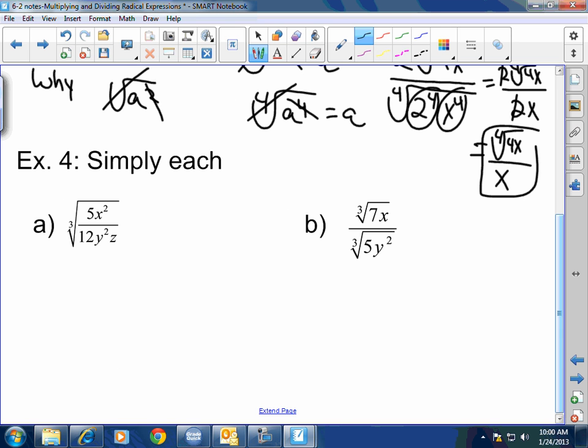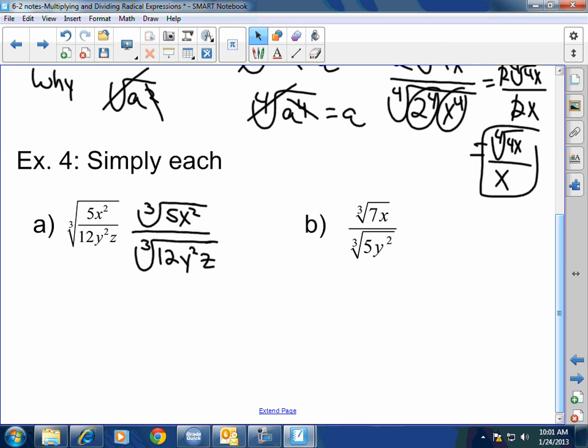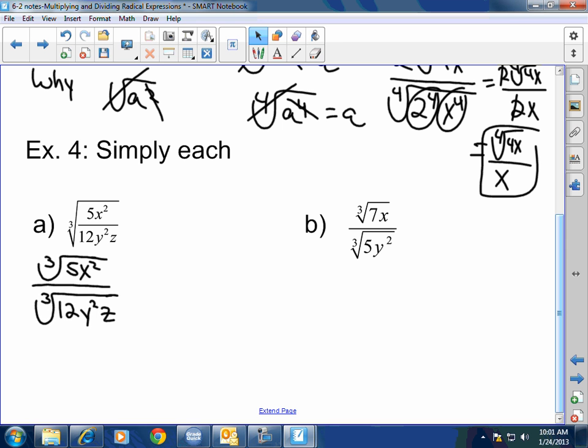Okay. Now, let's see how this works here, guys. I've got the cube root of 5x squared over 12y squared z. First thing I'm going to do, break it up. Cube root of 5x squared over the cube root of 12y squared z. Okay. Yes, sir. All right. I've got to rationalize this denominator, okay?